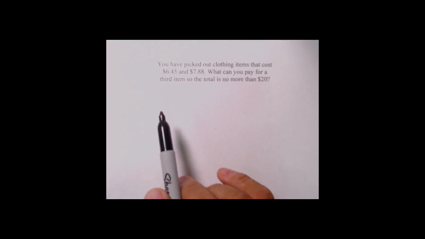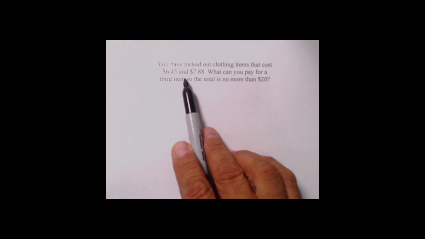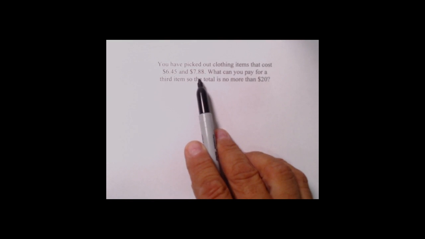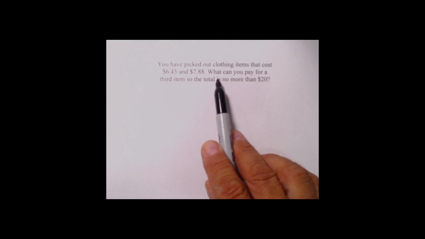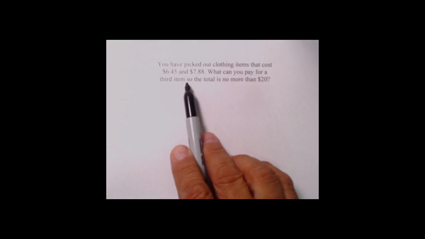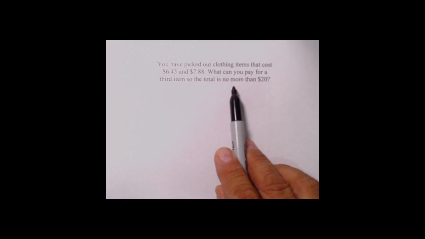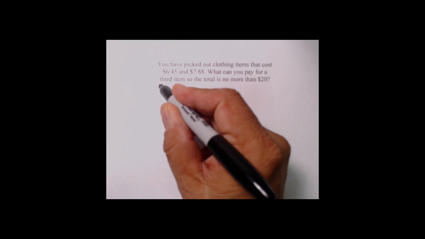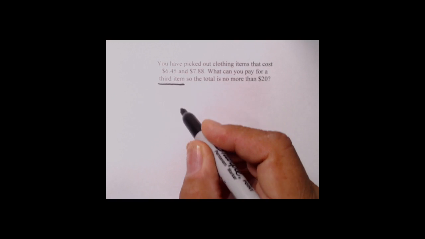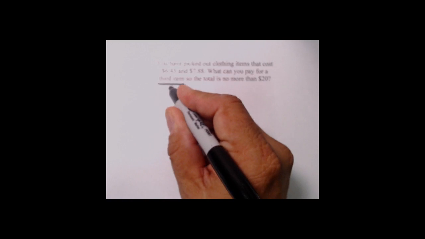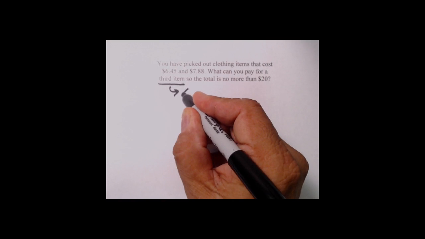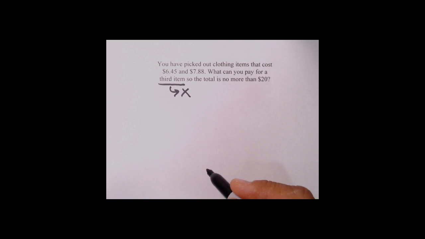Okay, here's our first example. You have picked out clothing items that cost $6.45 and $7.88. What can you pay for a third item so that the total is no more than $20? Well, the third item, we have to have some variable for it. Let's just say we use our favorite X. And so here it is.